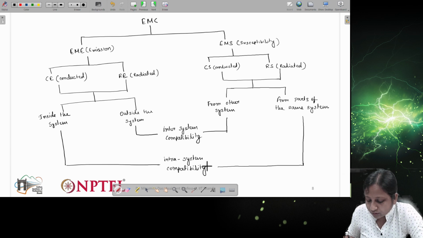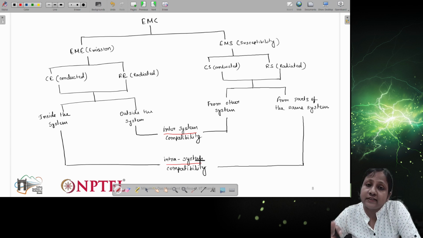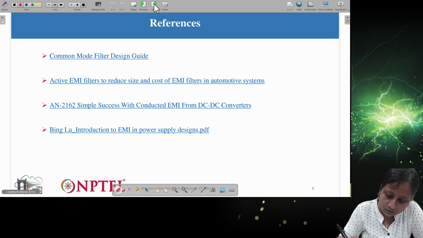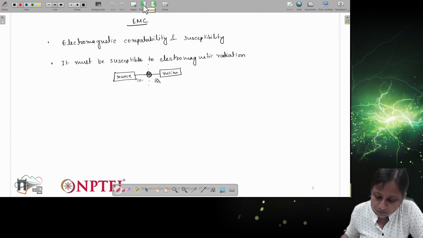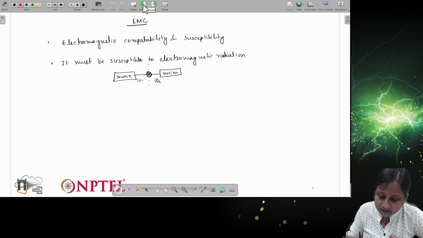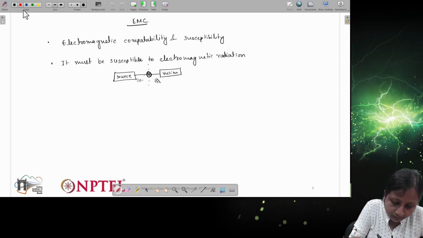So basically both cases, you can see here this is inter-system and intra-system, both are significant in this particular case. So both should be taken care of properly. Okay. So now I'll come back to this particular slide. After the classification, I'll just tell you how we can prevent this.